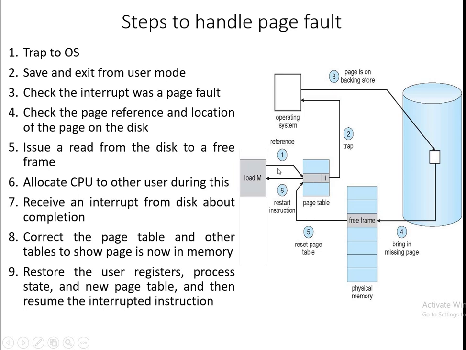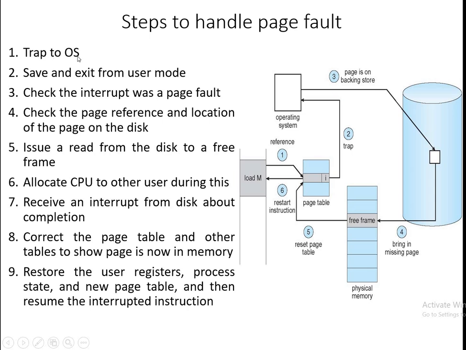Whenever the page table indicates that the required page is not available and is showing as invalid, the processor will come to know this, and at the same time it will generate a trap. A trap is an interrupt, and through that interrupt the processor will activate the operating system.